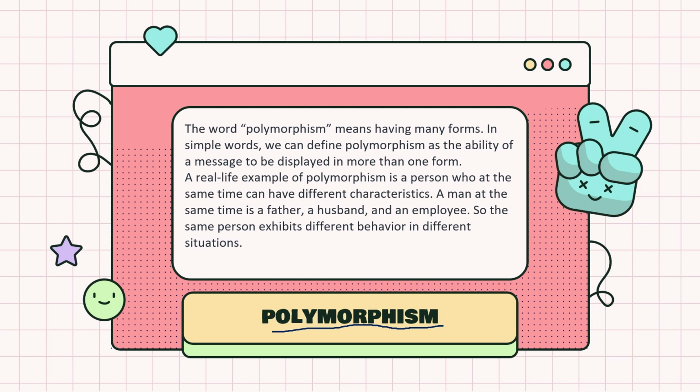For example, if we take a real life example, like a person having different hobbies, or a person who at the same time is a father, a husband, and an employee. So the same person exhibits different behavior in different situations. So this is called polymorphism in C++.